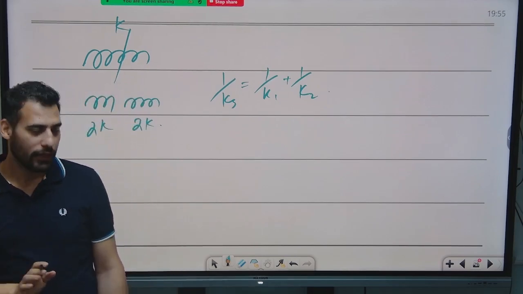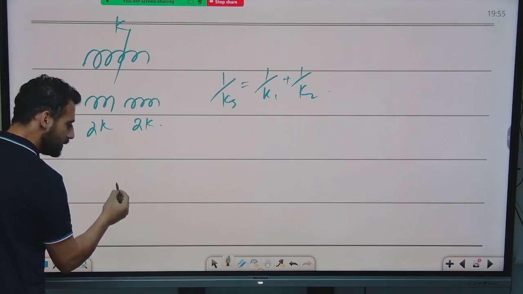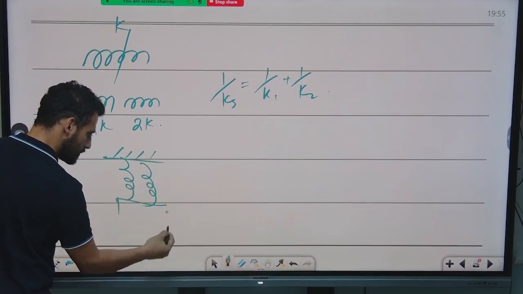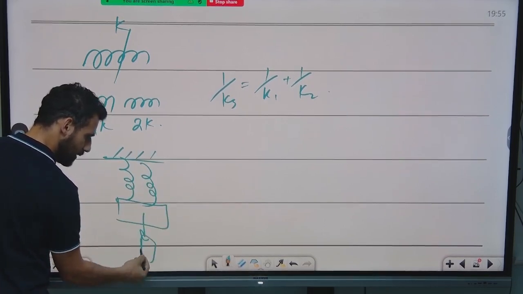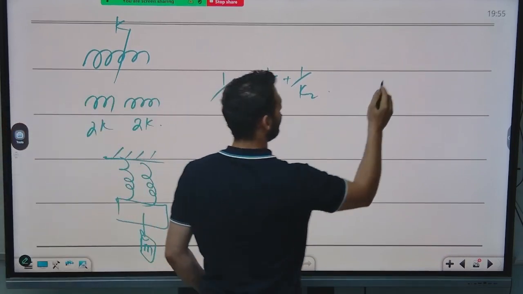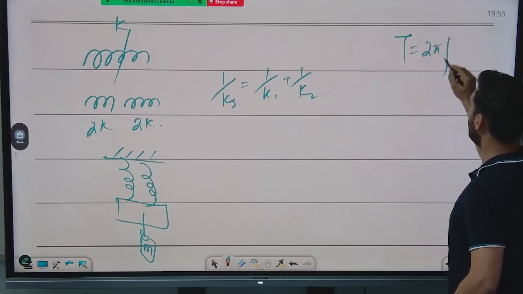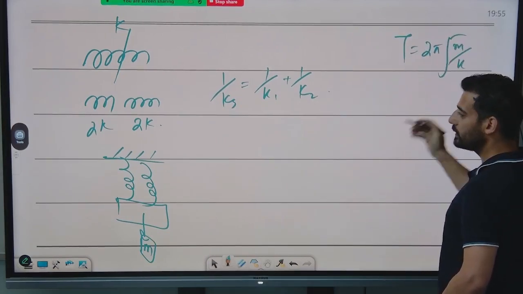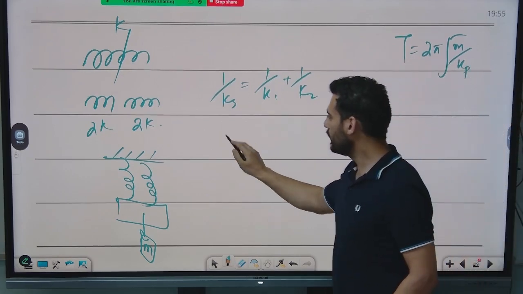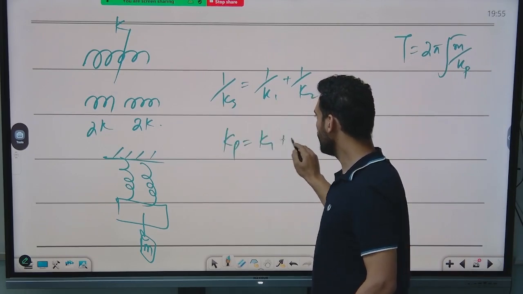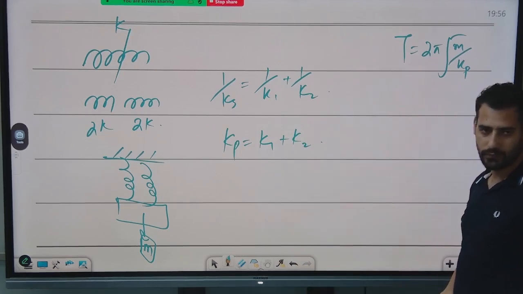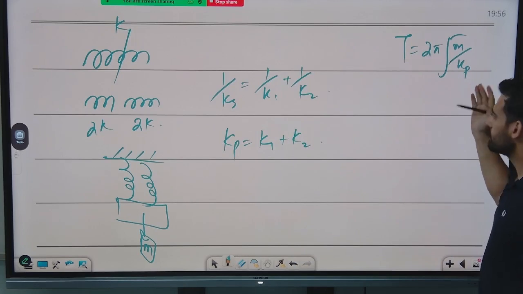It is equivalent to resistors in parallel. Is it fine? Yes. So sometimes springs might be connected in parallel. There are two springs connected in parallel. Say, for example, now I'm applying some mass. Someone asks you, what is the time period of oscillation? You will obviously write down the general expression 2 pi square root m by k, isn't it? But this time which k has to be used? The k in parallel. So in parallel, kp is equal to k1 plus k2. It's always the summation.